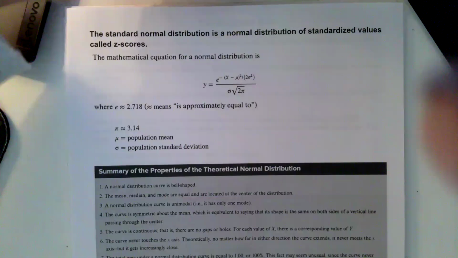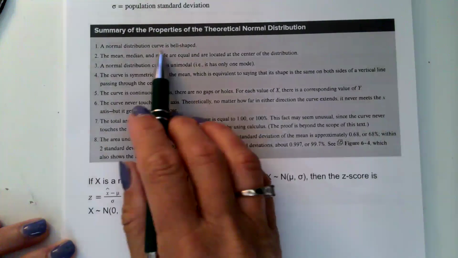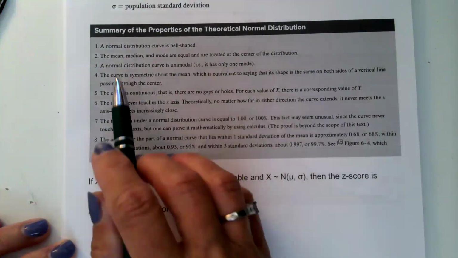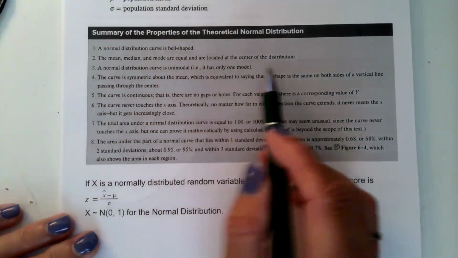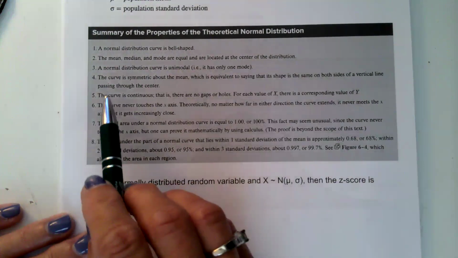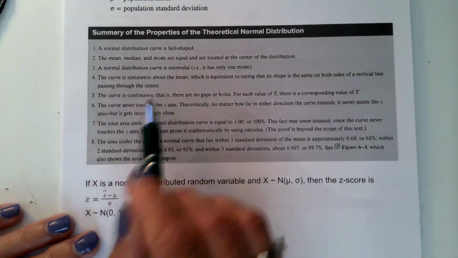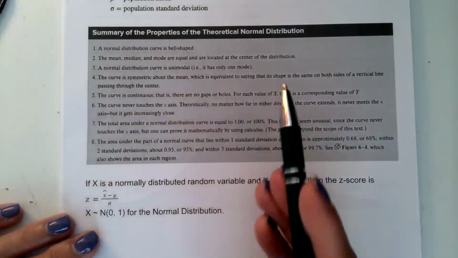We've learned a little bit about the normal distribution back in chapter 3 without actually formally talking about it. The normal distribution is bell-shaped. The mean, the median, and the mode are all equal and are located at the center. It's unimodal; there's only one mode, in the center. The curve is symmetric about the mean. The curve is continuous. There's no exact outcomes.